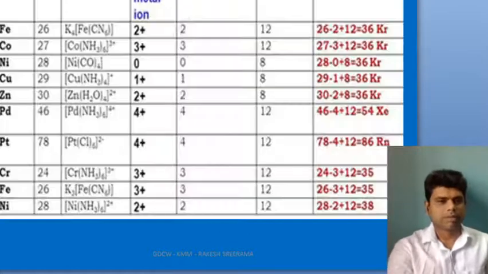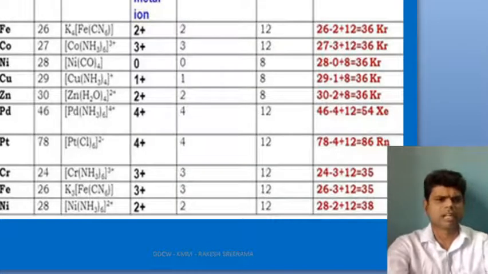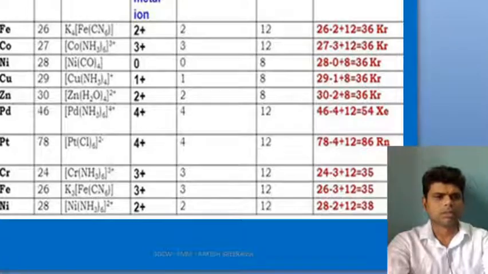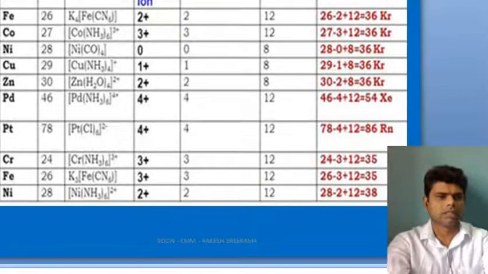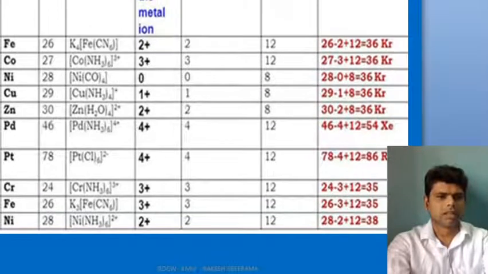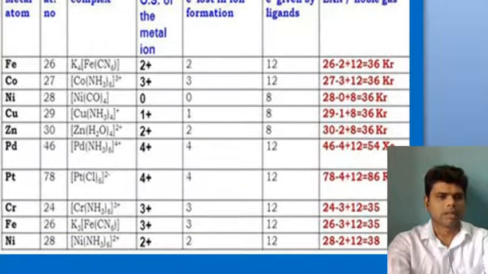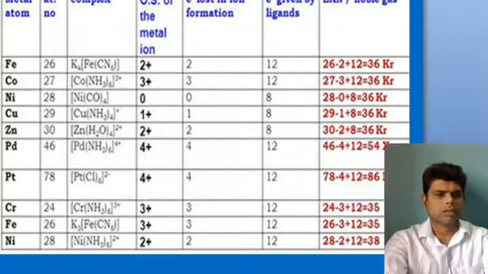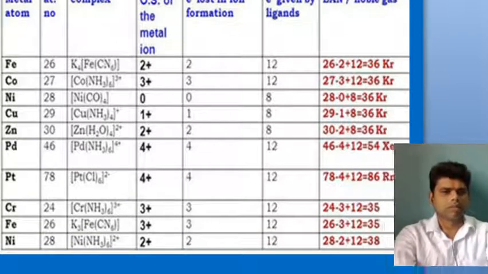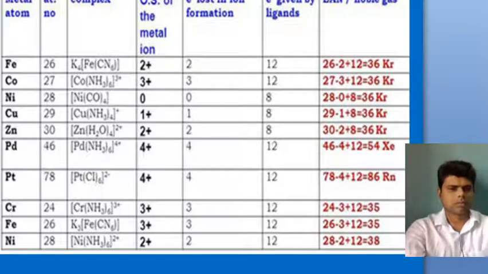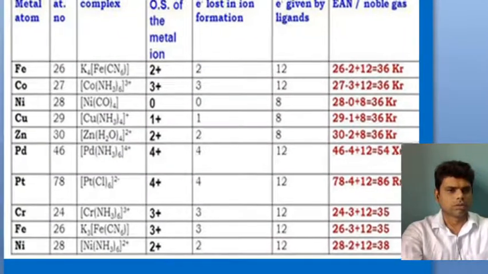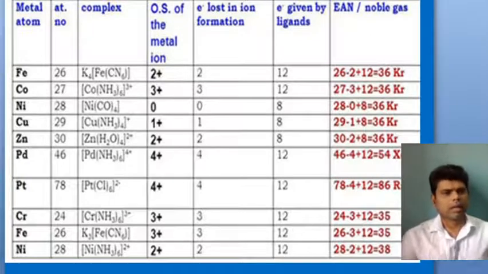So a few examples I have quoted here. Just have a look at these metal complexes. What is the complex there? K4[Fe(CN)6].